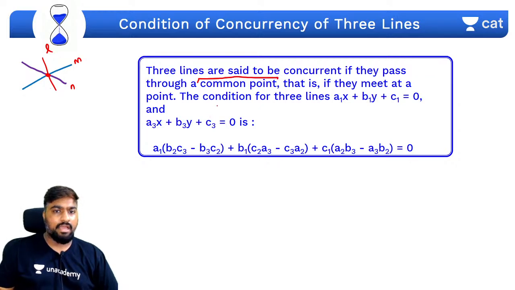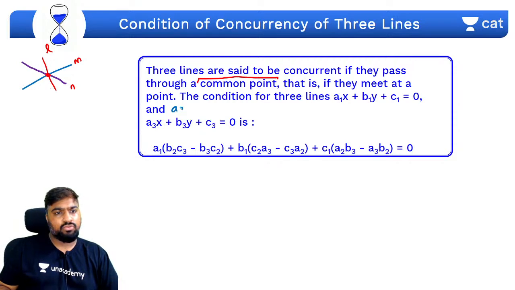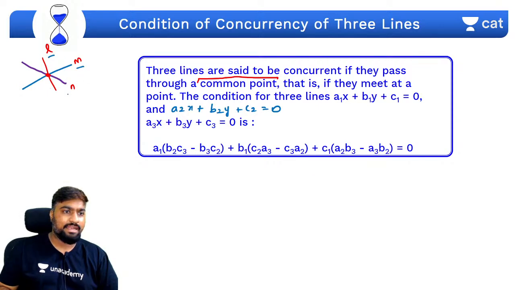Yes, and if they meet at a common point, then the condition for that would be what? Let's say there are 3 lines: a1x plus b1y plus c1 equal to 0, a2x plus b2y plus c2 equal to 0, and a3x plus b3y plus c3 equal to 0. These are the 3 lines. Let's call them L, M and N.